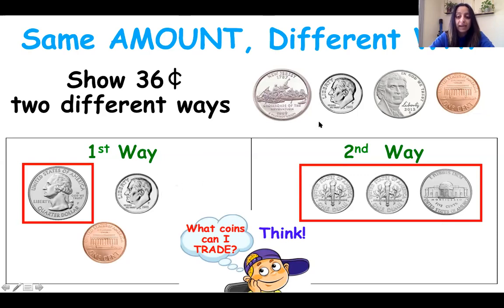Now I'm just going to bring this dime over, and I'm going to bring the penny over. And now I have to make sure I count my second way to make sure it also equals 36 cents. 10 cents, 20 cents, 25 cents, 35 cents, 36 cents. I could also count this differently by counting all the dimes together first. 10 cents, 20 cents, 30 cents, 35 cents, 36 cents. Either way, it's the same amount, just 2 different ways.